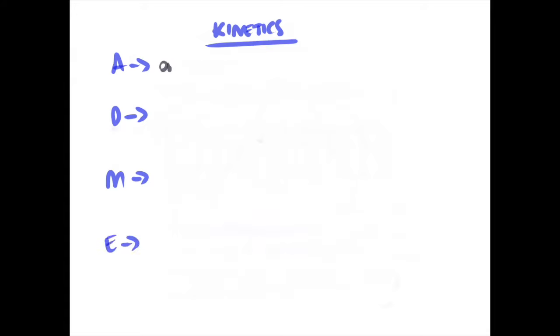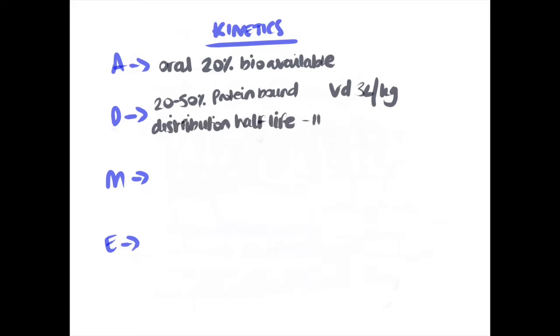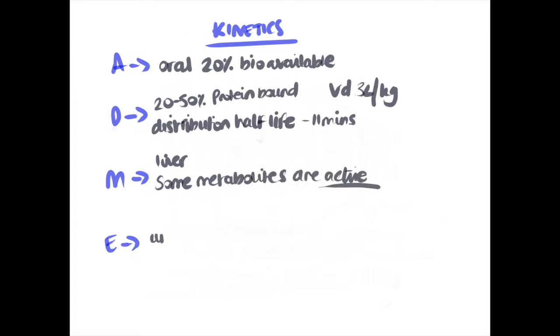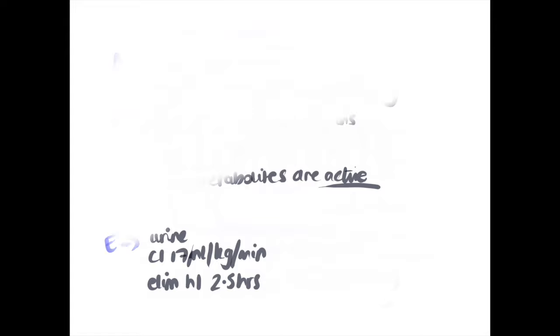Pharmacokinetics. Absorption. It has 20% oral bioavailability. Distribution. It has low protein binding and a reasonable volume of distribution of about 3 liters per kilogram. Metabolism. It is hepatically metabolized to active and inactive metabolites. And excretion. It is renally excreted with a clearance of about 70 milliliters per kilogram per minute and an elimination half-life of around 2.5 hours.